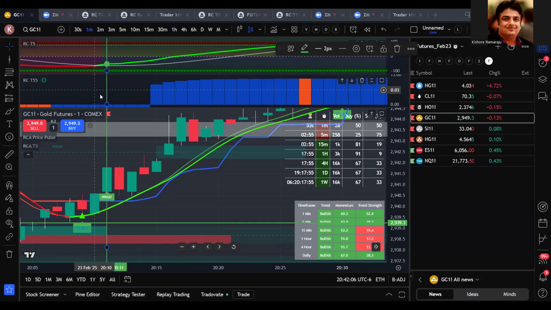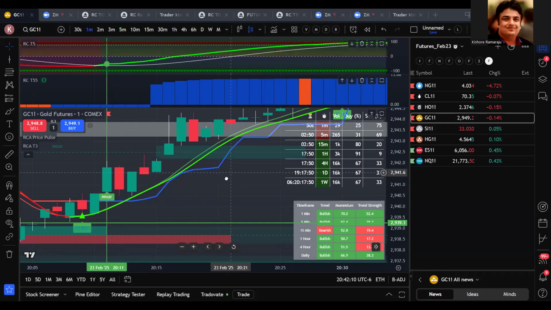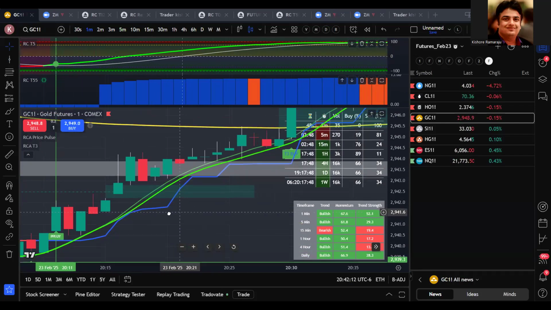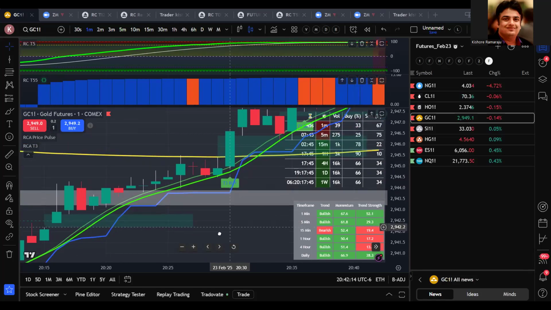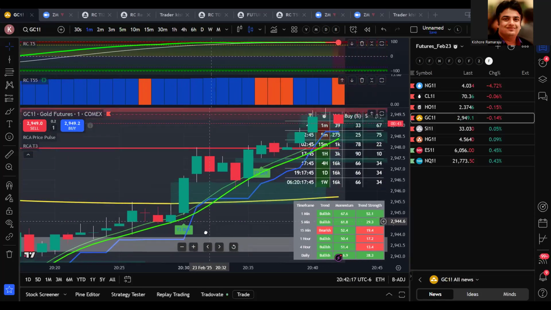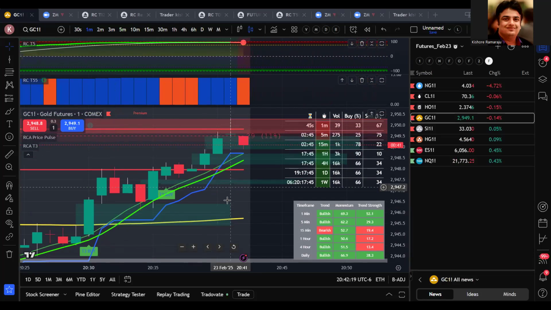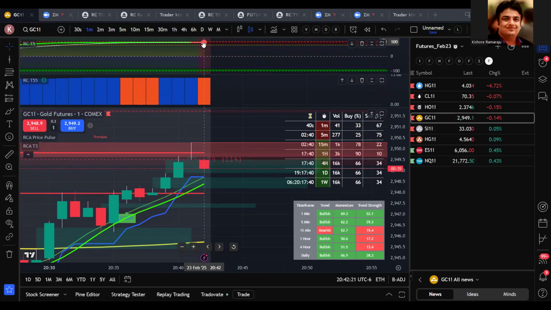You got a price pulse buy. You got a buy here. You got a buy here. Then it went all the way up. Now I'm waiting for a sell signal. If I get a PP sell signal, we can make nice profits on gold short.